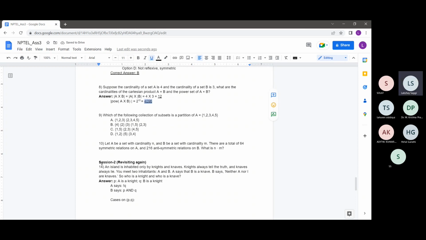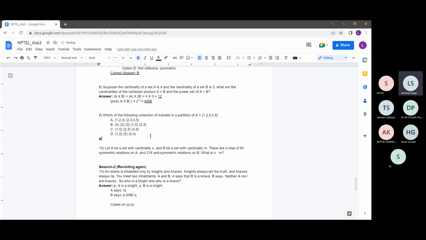Okay, let's come to the ninth question. So yeah, Aditya, your answer 12 comma 2 to the power 12 was correct. So for the ninth question, which of the following collections of subsets is a partition of A?